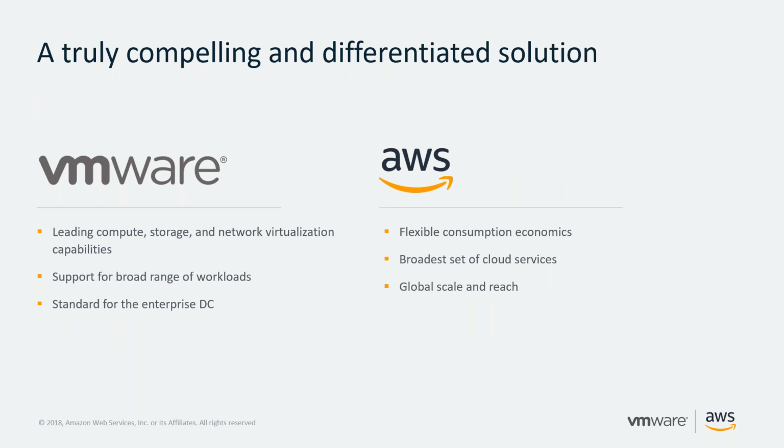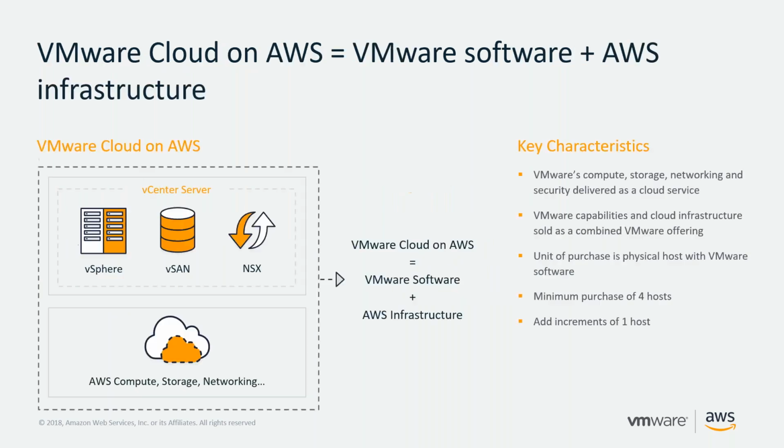So this is a truly compelling and differentiated solution. With VMware, it's a leading compute, storage, and network virtualization platform out there that has a broad set of capabilities, support for a broad range of workloads, and then it's standard for the enterprise data center. With AWS, the flexible consumption economics comes into play. You have the broadest set of cloud services and the global scale and reach.